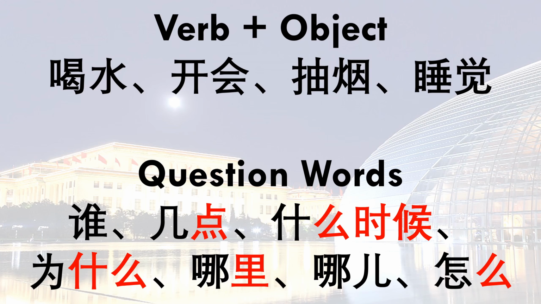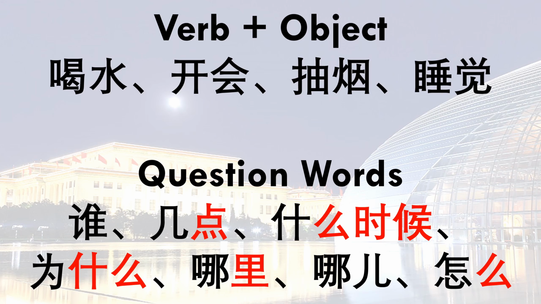什么时候, when. Everything after the head of the word is unstressed. 为什么 for why. The 什么 is unstressed. And then 哪里, where. You can also say 哪儿, which is the next one. 哪里.